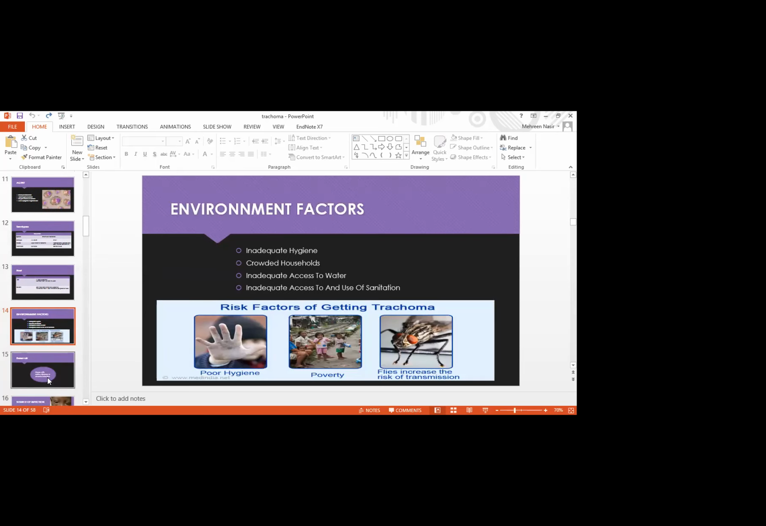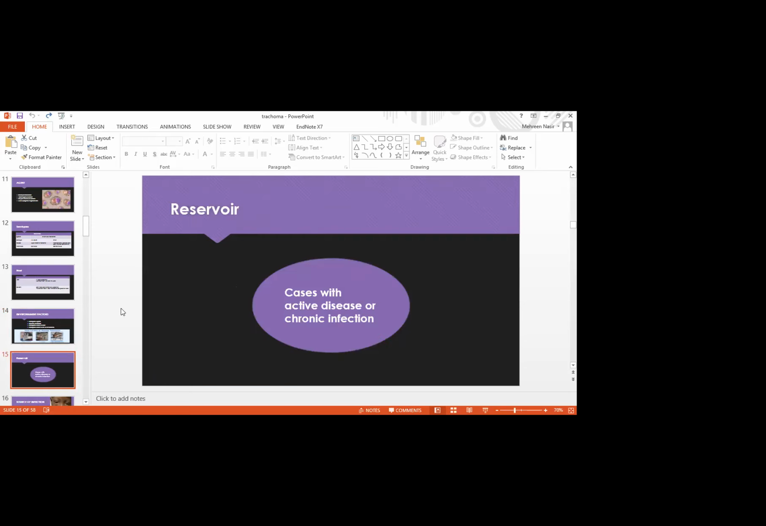Environmental factors. Inadequate hygiene, crowded households, inadequate access to water, and inadequate access to sanitation are the environmental factors. And it has been seen that when the community is supplied with safe drinking water, the incidence of this disease decreases. Other factors are poor hygiene, poverty, and flies, which increase the risk of transmission.